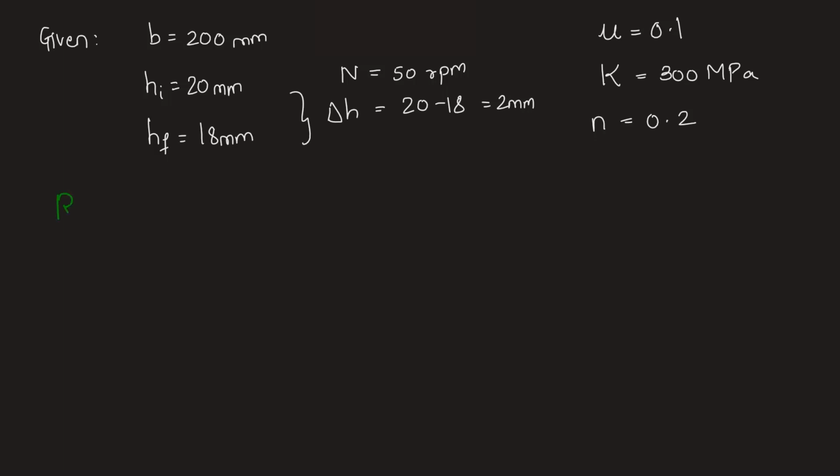Now roll force will be nothing but the average flow stress times the projected area, which can be written as: for average flow stress, the symbol is sigma F, into the projected area, which will be the projected length capital L into the width of the plate small b. So we need to find out sigma F and L. b is already known to us.